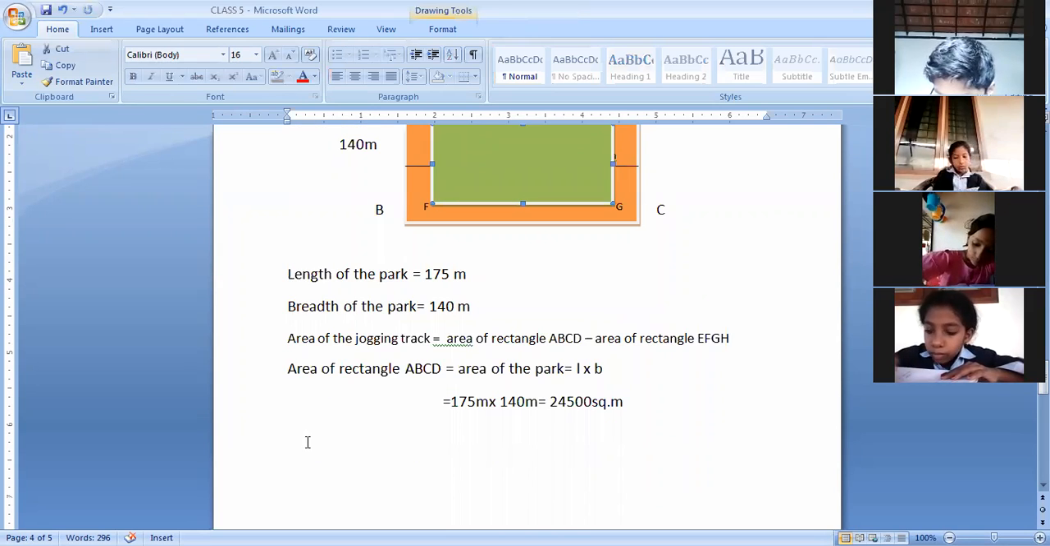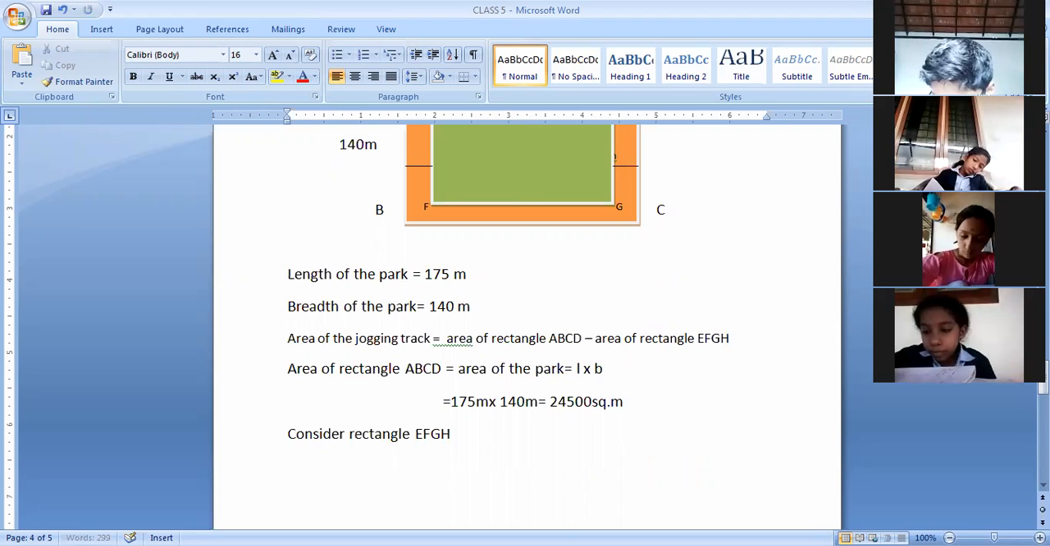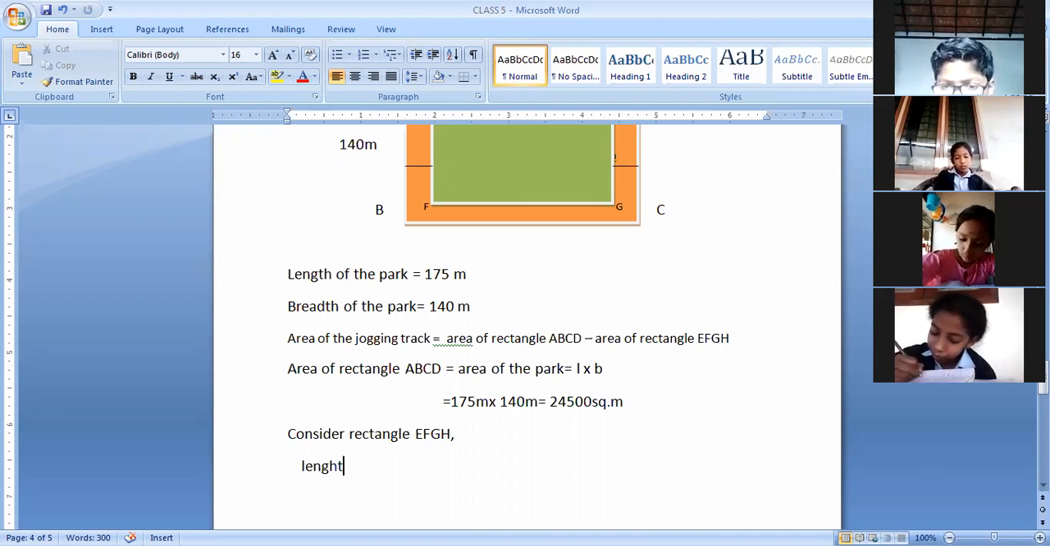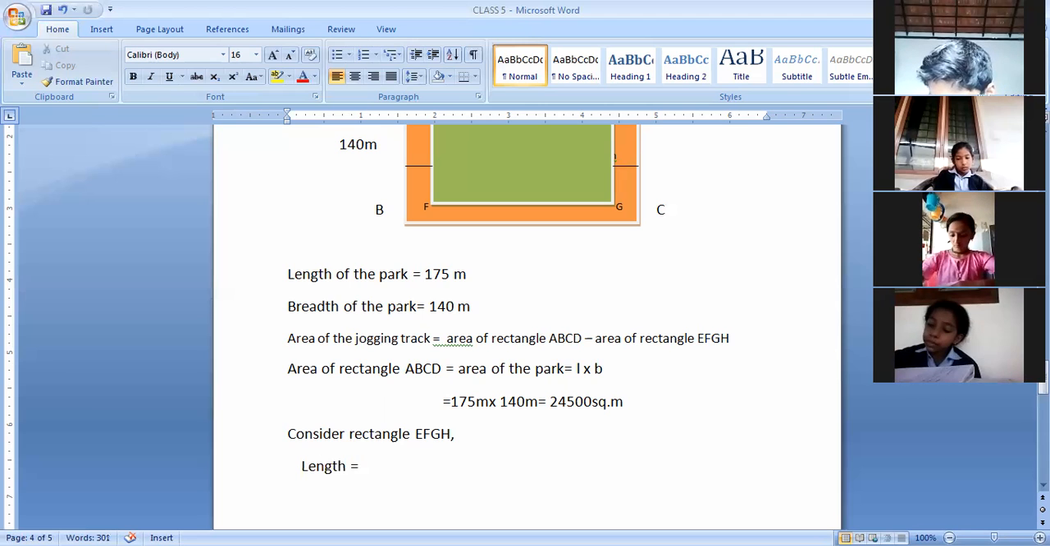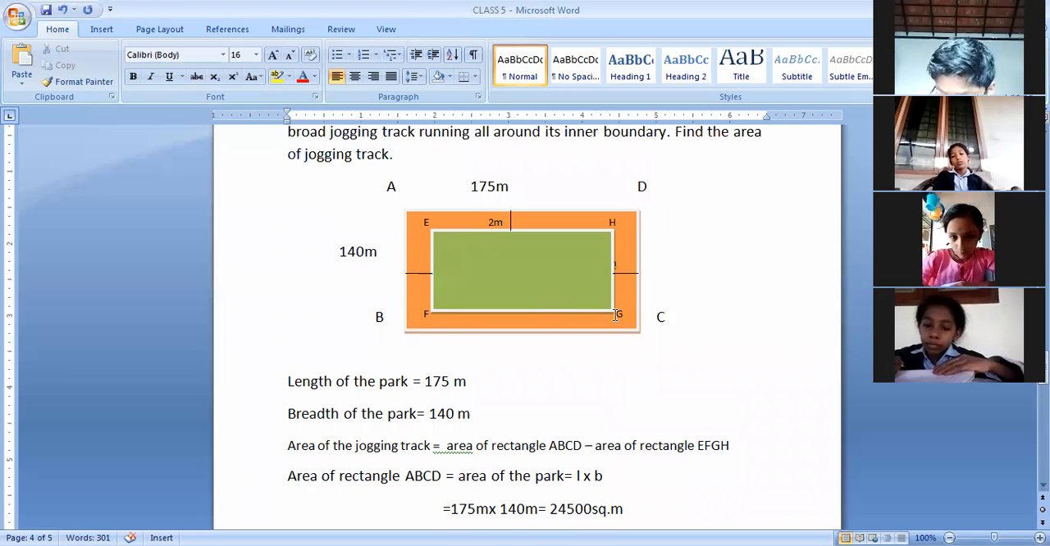Now consider rectangle EFGH. We need to find the length. This is the length. EH and FG is the length of the rectangle, right? Can you tell me the value? Can you tell me the length of this rectangle?